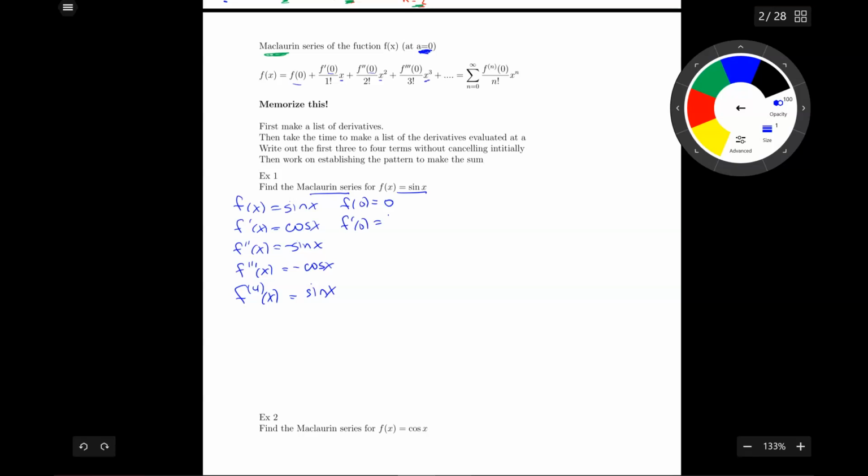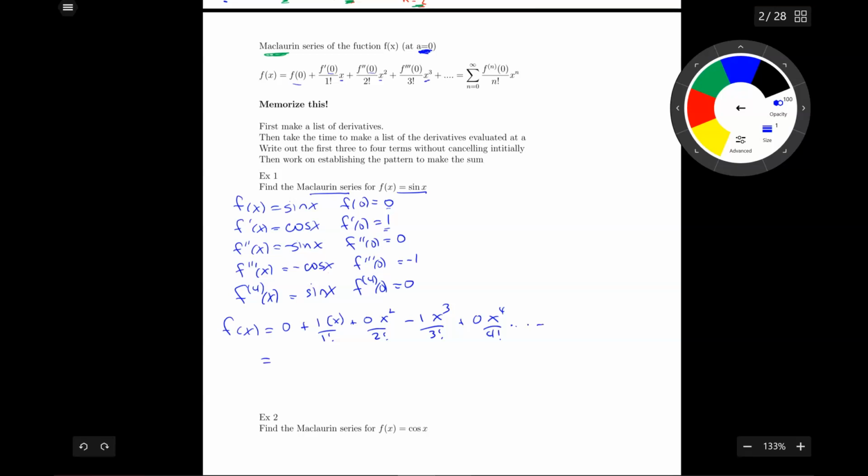So f prime of 0 gives me 1. Double prime of 0 is 0, because you know sine of 0 is 0. Plugging in 0 here, I get a negative 1 and 0. Okay, so now I'm ready to put it together. So again, I'm always going to start by putting in the 0 term so I establish the pattern correctly. So then I have x minus 0 to the 1 power over 1 factorial plus 0, x squared over 2 factorial minus 1, x cubed over 3 factorial plus 0, x to the 4th over 4 factorial.